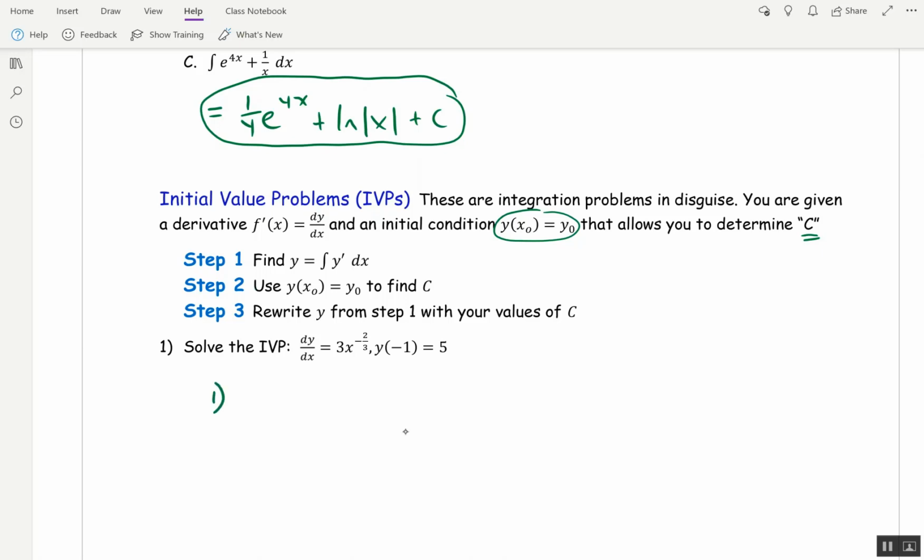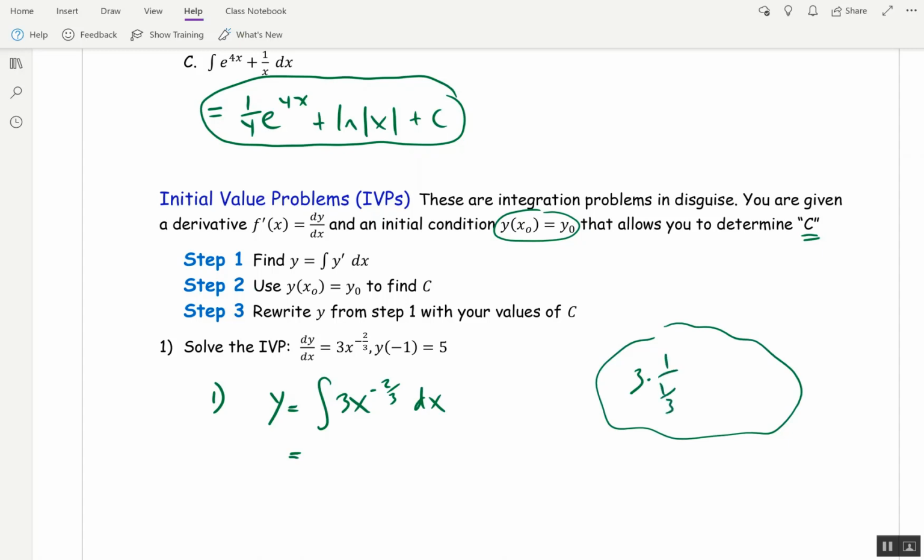So let's try it. We want to solve this initial value problem. So step 1, we're given the derivative. The way to find the function, the way to undo the derivative, is to integrate. And you do need to name it y. Don't write just that, because this function needs a name. y equals the integral of 3x to the negative 2/3 dx. Okay, now we're going to evaluate this integral. Add 1 to negative 2/3. Negative 2/3 plus 1 is 1/3. We'll do the scrap work over here. I have 3 times 1 over 1/3, which is 3 times 3, which is 9. 9x to the 1/3 plus c.